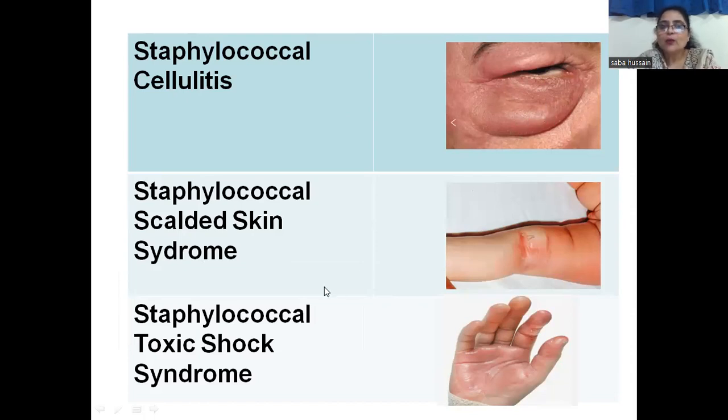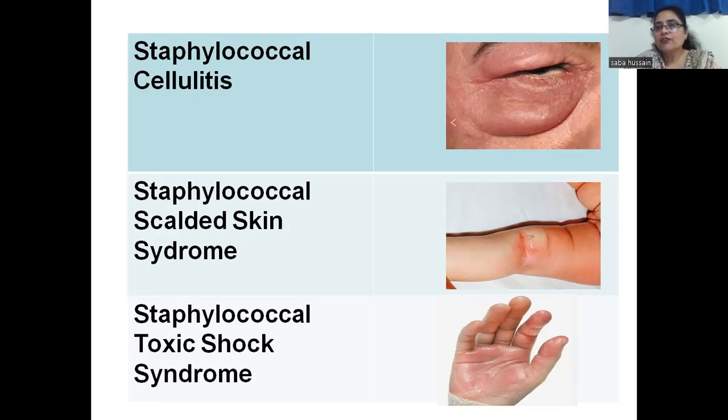This is cellulitis. When we talk about staphylococcal scalded skin syndrome, here you can see skin is peeled off. This is scalded skin syndrome. Fluids come out and skin is peeled off. Toxic shock syndrome has this radish appearance on the skin, and skin is removed, and watery fluids are coming out from the tissues. These are seen on the skin.